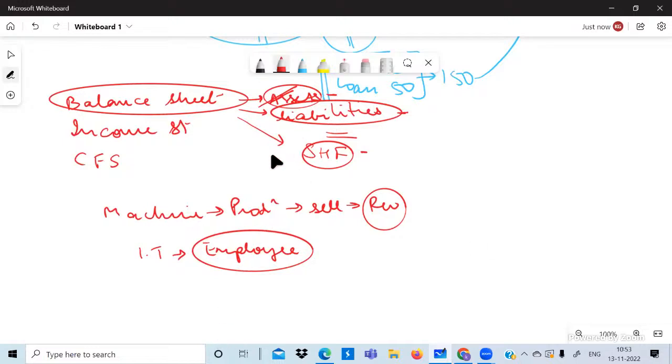Any doubt with asset before we look at liabilities and shareholders fund? Fine. Then let's look at a liability.